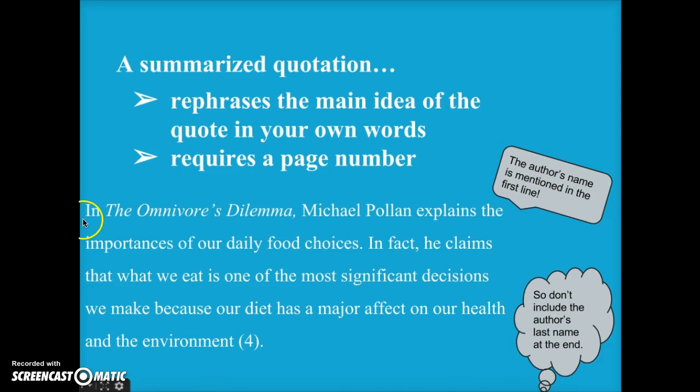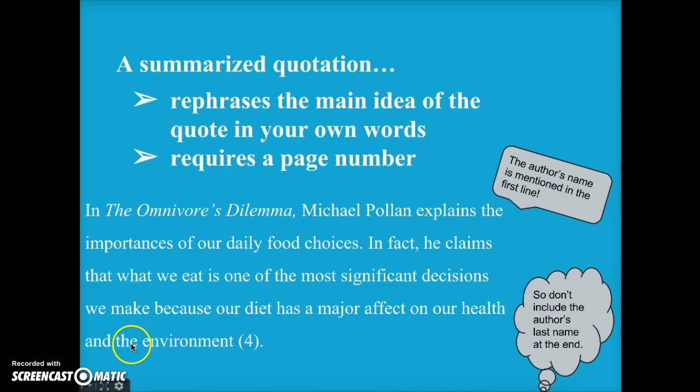So here it is. In The Omnivore's Dilemma, Michael Pollan explains the importance of our daily food choices. In fact, he claims that what we eat is one of the most significant decisions we make because our diet has a major effect on our health and the environment. Sorry, that's a spelling error. That should be E, effect as a noun, not as a verb. Anyway, here you see this is rewritten into my own words.